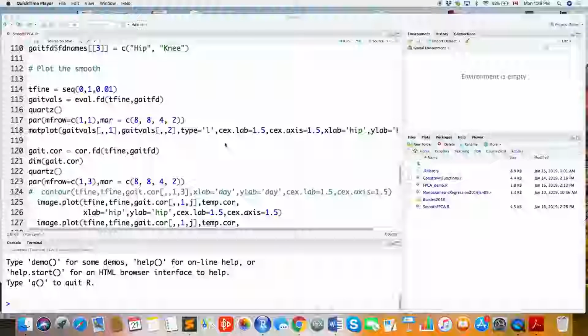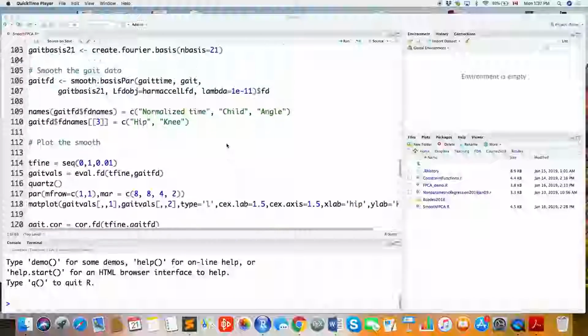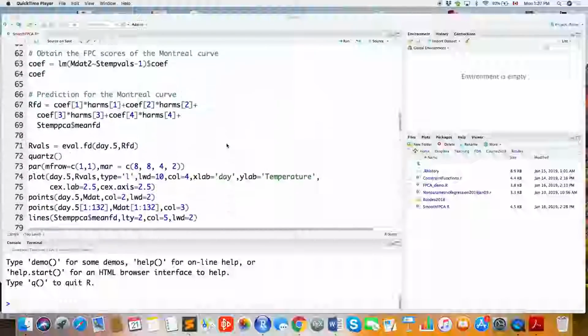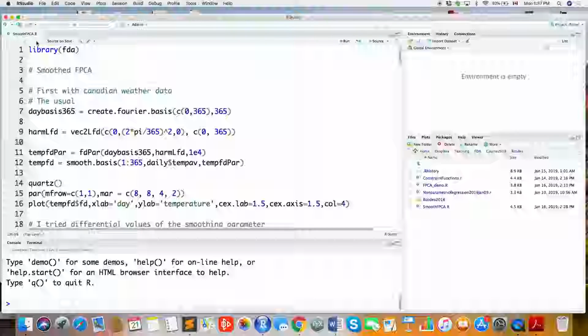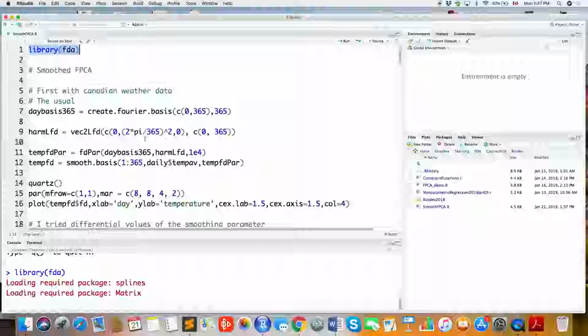Last week we talked about how to control the roughness for the principal components and how to do the FPCA on multivariate data, right? So we talked about the ideas, and today I will show you some R examples on how to do this in R. So again, we are using the FDA library.